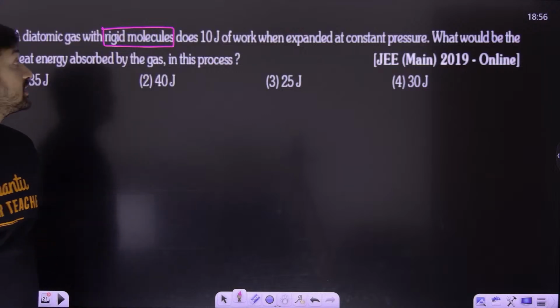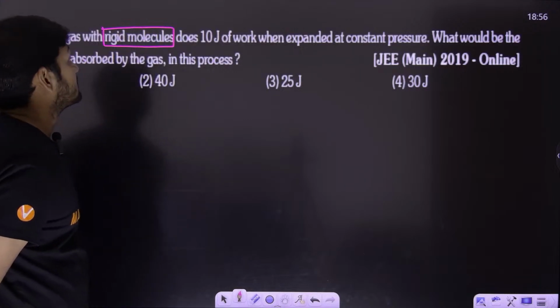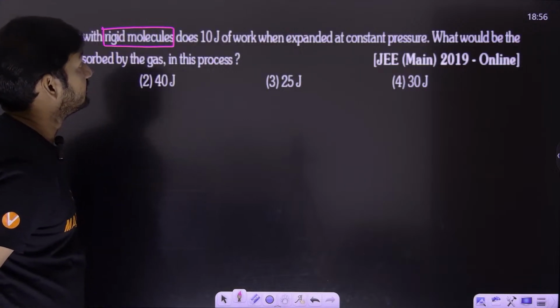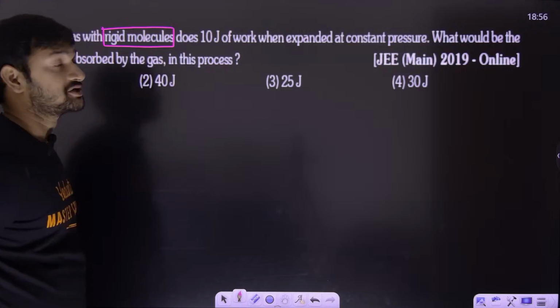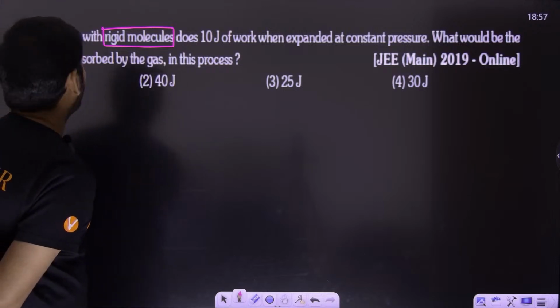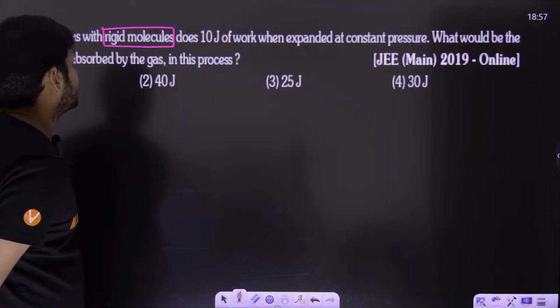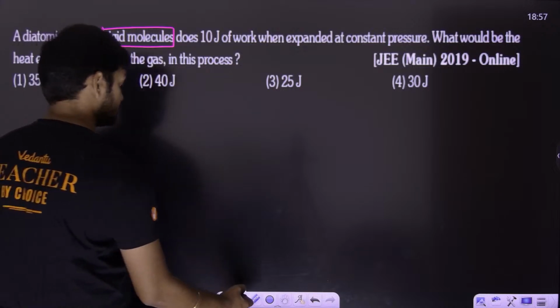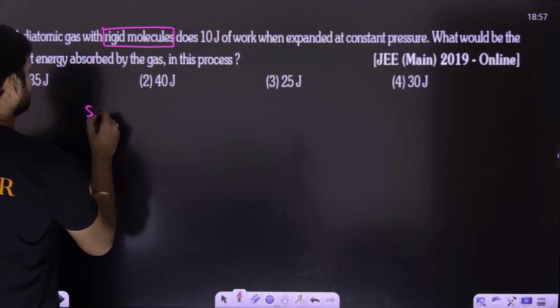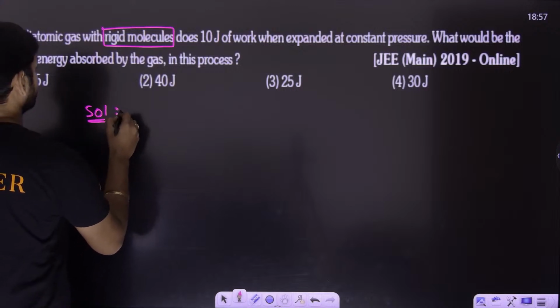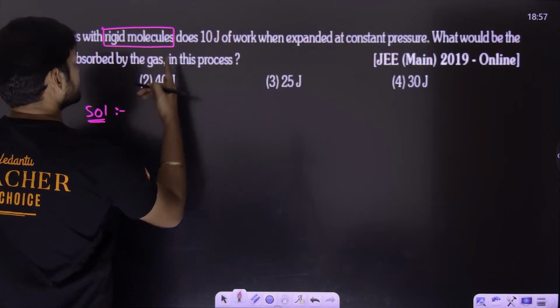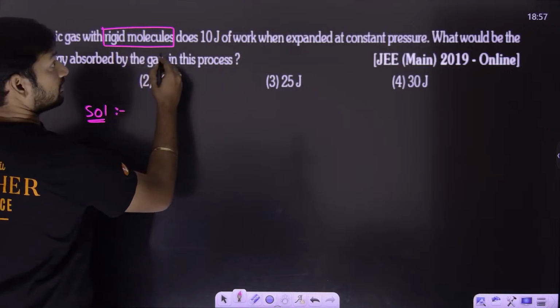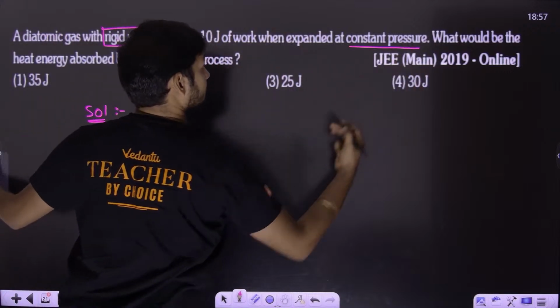A diatomic gas with rigid molecules does 10 joules of work when expanded at constant pressure. What would be the heat energy absorbed by the gas in this process? Okay, let us talk about the solution. See, they are talking about a constant pressure process.